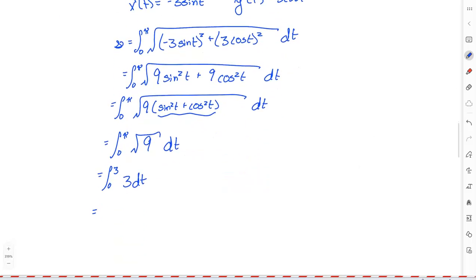So when I integrate 3, I'm going to get 3t, and I'm evaluating from 0 to pi. Oh, give me just a second. I accidentally changed my bounds. They're going from 0 to pi, not 0 to 3. Try again. There we go. So then we're going to have 3 times pi minus 3 times 0, which is 3 pi. So that would be the arc length for this parameterized curve between 0 and pi.